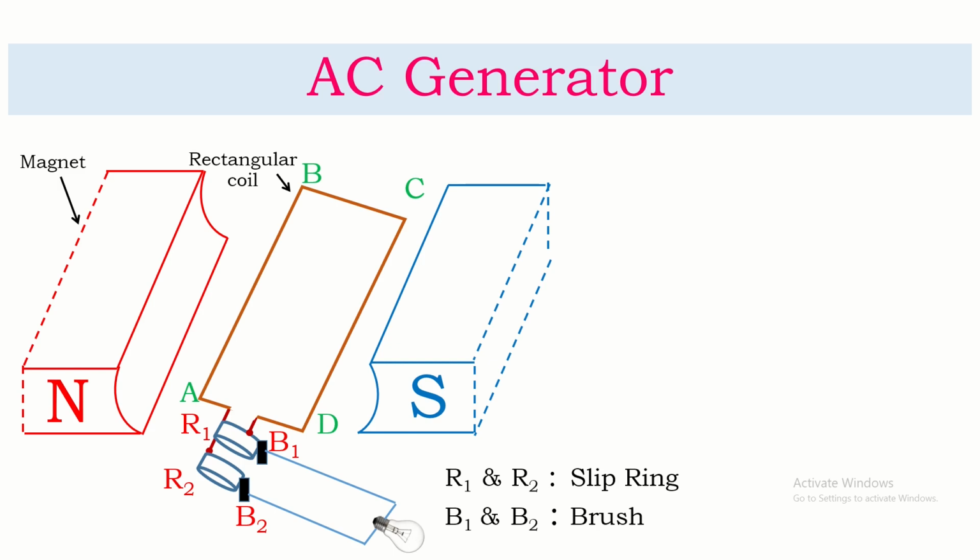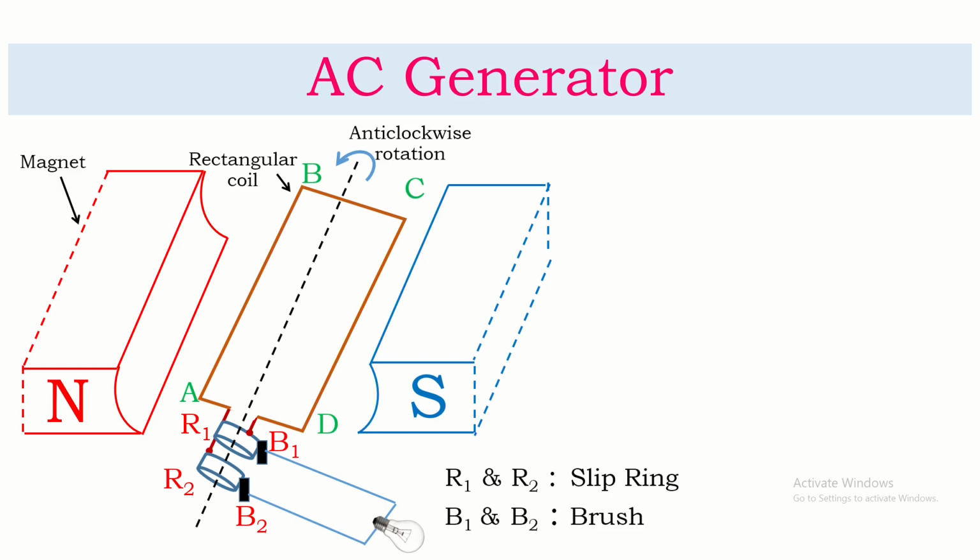Okay, now let's talk about its working, how it works. The coil is rotated this way. Let's say the coil is rotated in anti-clockwise direction, and if it is rotated in anti-clockwise direction, then AB goes down and CD goes up at this time. And in half of the rotation, what happens?